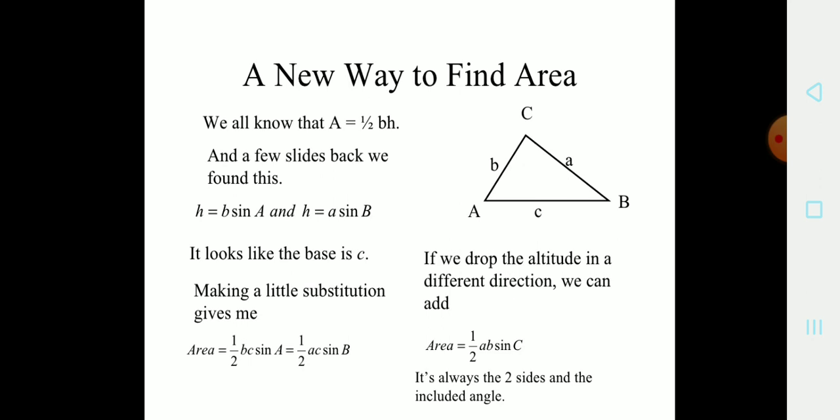Now a new way to find area. We know that area equals 1 half base times height, and a few slides back we found that the height H equals A sin B. So it looks like a base in C. Making the substitution gives area equals 1 over 2 BC sin A, equals 1 over 2 AC sin B. If we draw the altitude in different directions, we can also get area equals 1 over 2 AB sin C. So it is always the two sides that include the angle.